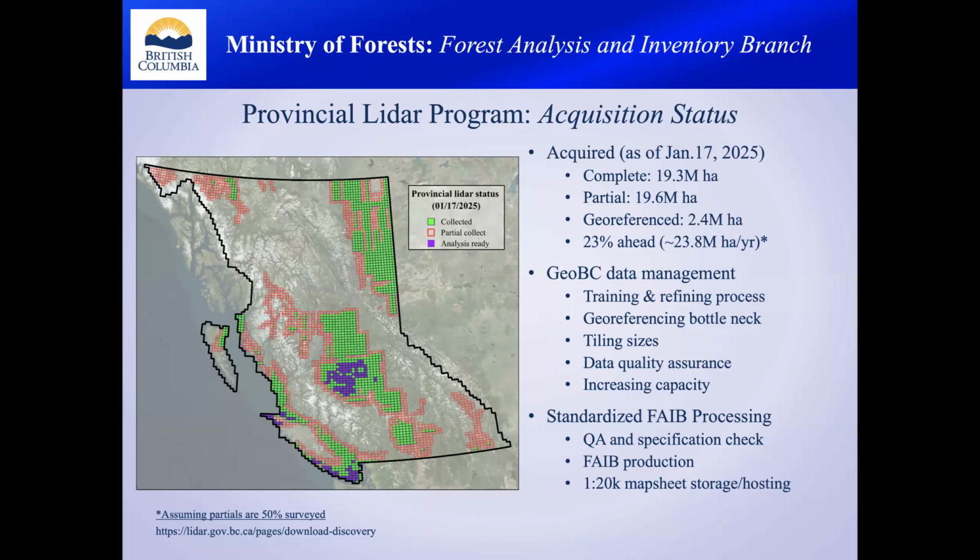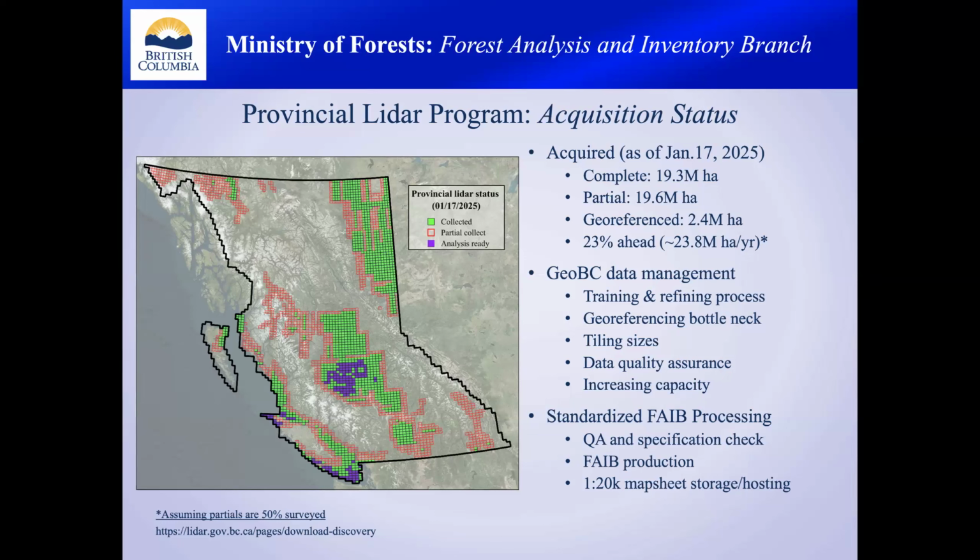So as of January, this is a map of the areas that have been covered. It's managed at a 1 to 20,000 map sheet kind of tile. And of those, there's roughly 20 million hectares that have been completely flown and an equivalent amount that's been partially flown.